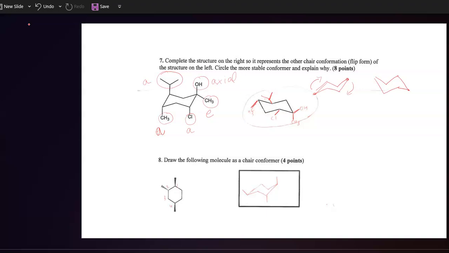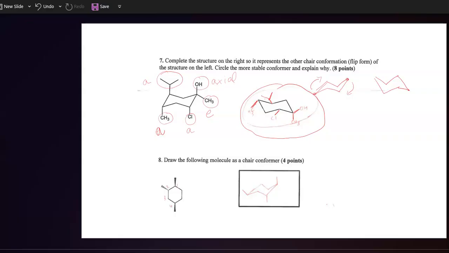stability of a flipped conformer will be stable, will have the lowest energy if the larger groups are in an equatorial position. And here, one of the largest groups is the isopropyl, so we will circle this as your more stable conformer because the isopropyl group is in an equatorial position.